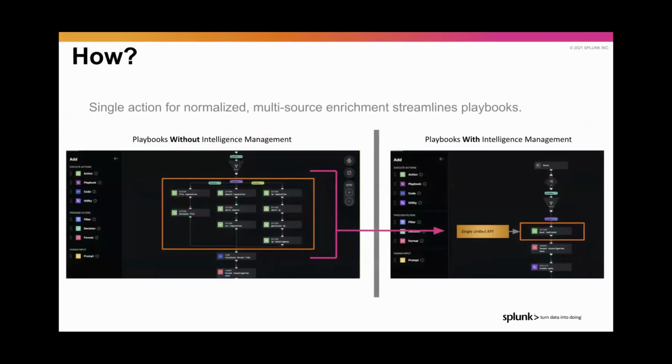How have we done this? First, we created an indicator reputation action that delivers normalized multi-source indicator enrichment to your playbooks, significantly reducing the size and scope of those playbooks and enabling you to automate off of normalized scores, properties, and attributes about that indicator.